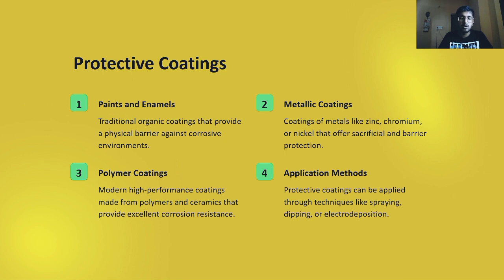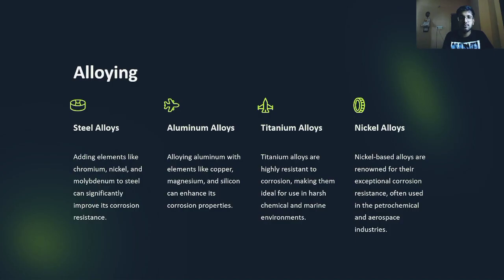Next, we have polymer coating. These are modern high performance coatings made from polymers and ceramics that provide excellent corrosion resistance. Now, there are many application methods that may not have made it to the list, which include spraying, dipping, or electro deposition. So next we have alloying.